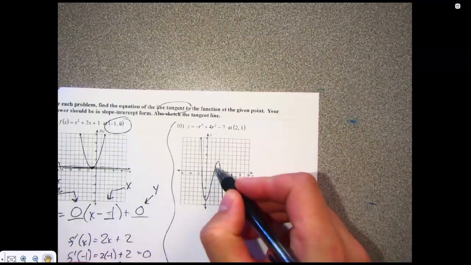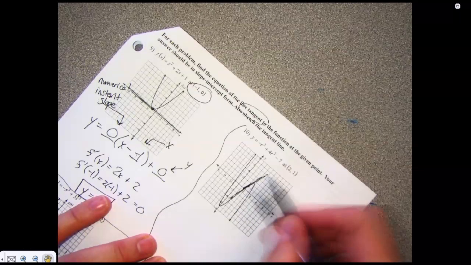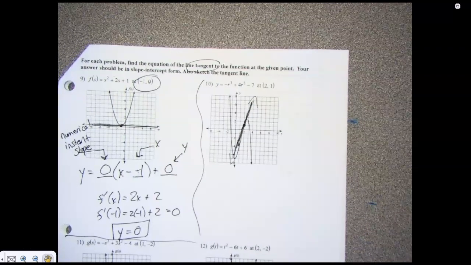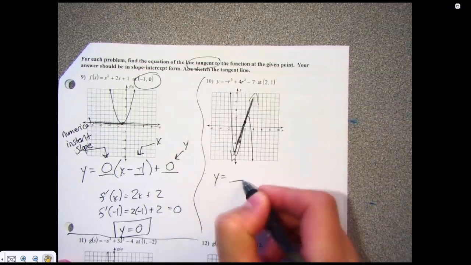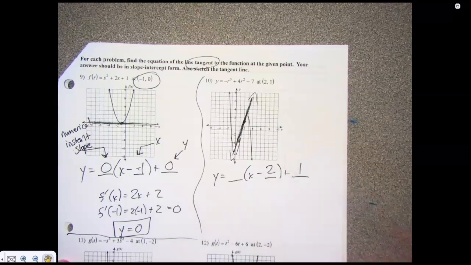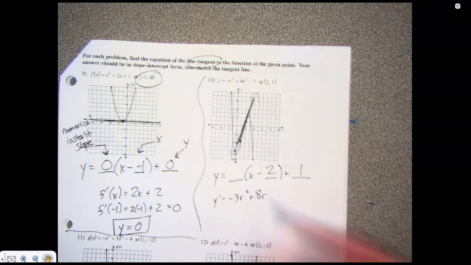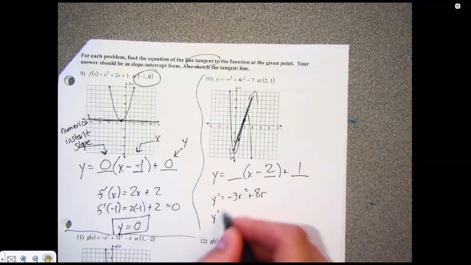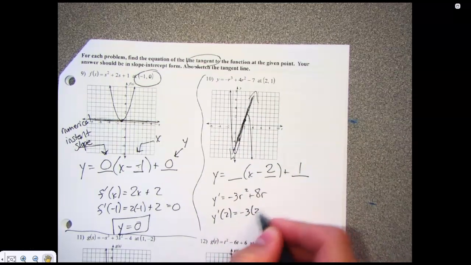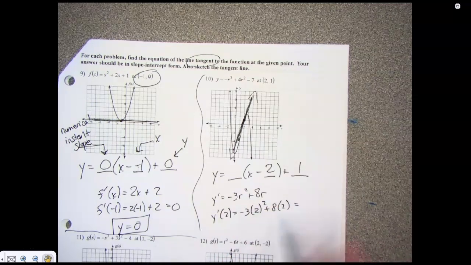So I think some of you guys are moving on again, but I'll do number 10. So (2, 1) is there, your tangent line, your surfer guide. So I got y equals blank times x minus blank plus blank. X value is 2, y value is 1. I want the slope to go in that spot, so y prime is -3x squared plus 8x. And then the derivative at 2 would be -3 times 2 squared plus 8 times 2. So -12 plus 16 is 4.